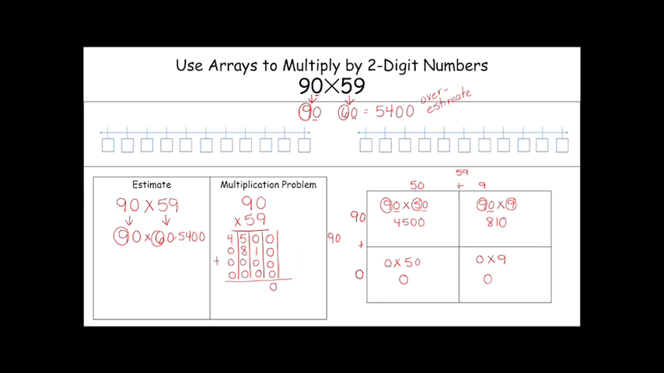0 plus 0 is 0. 0 plus 1 is 1. 8 plus 5 is 13. 4 plus 1 is 5. My estimated answer is 5,310, which is very close to my real answer, so I know I did it correctly.